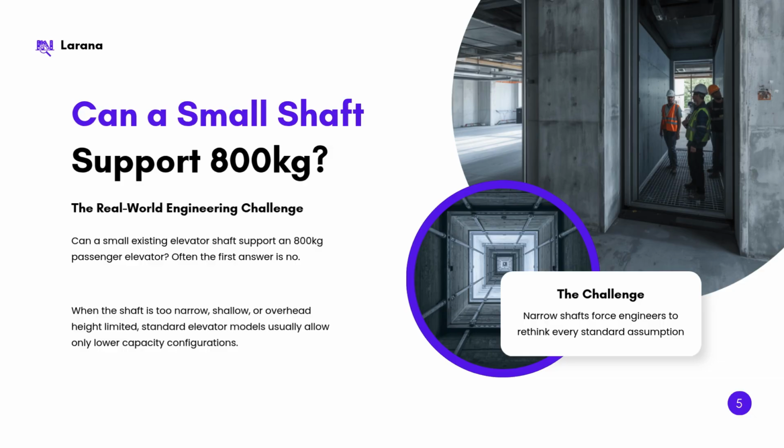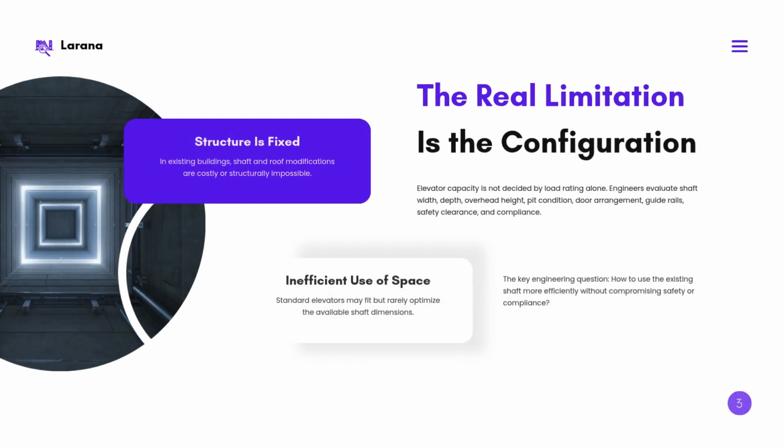Main explanation: in elevator projects, capacity is not decided by load rating alone. Engineers also need to evaluate shaft width, shaft depth, overhead height, pit condition, door arrangement, guide rail layout, safety clearance, installation space, and local compliance requirements. A standard catalog elevator may fit the shaft, but it may not use the available space efficiently.